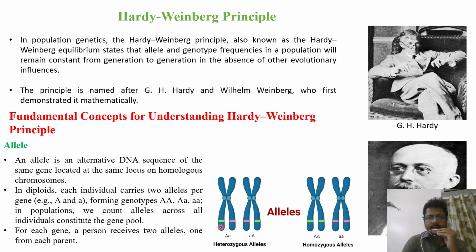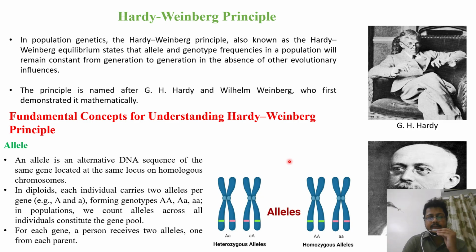In the diploid, each individual carries two alleles per gene, forming AA, Aa or aa. If two alleles are the same, as we can see here, they are known as homozygous alleles. If they are different, they are known as heterozygous. If we count all alleles across the individuals, they constitute the gene pool. We will discuss briefly what the gene pool is.